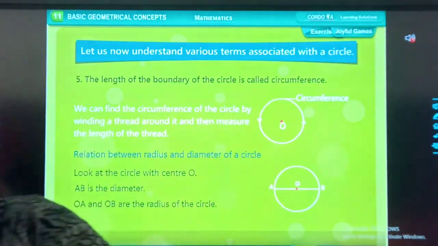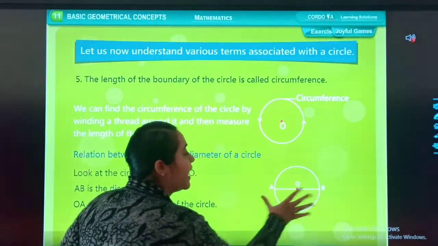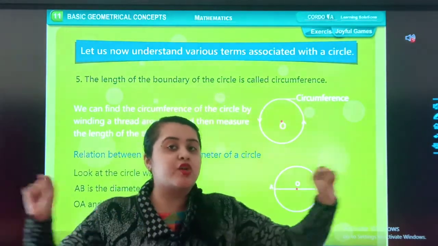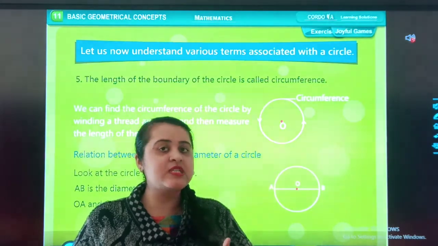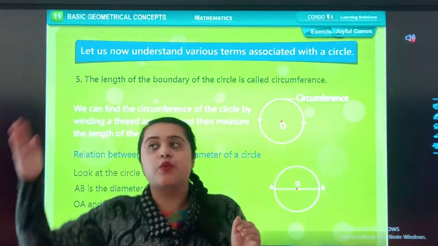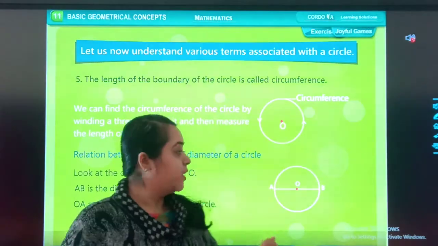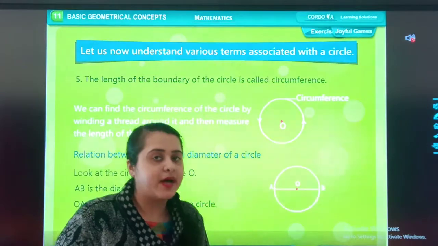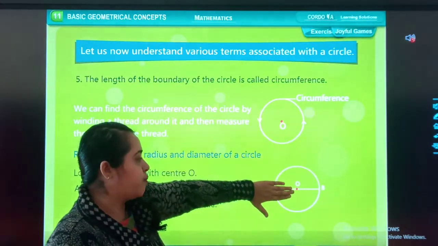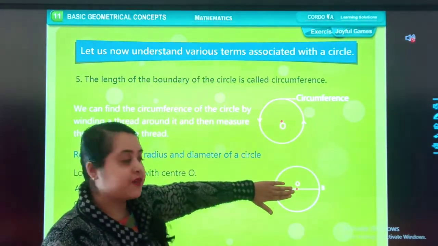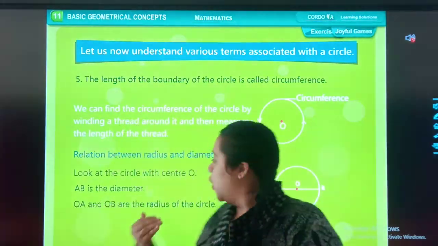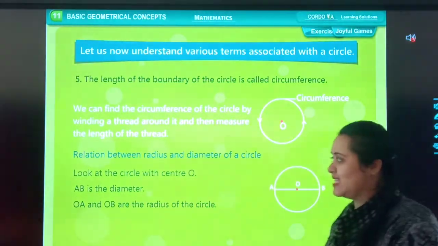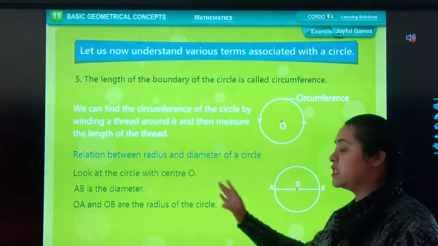So students, मेरा AB क्या है? Diameter. Diameter is a chord which passes through the center of the circle. Understood students? And the diameter touches both the ends of the circle. So उस according देखने जाए तो AB मेरा क्या हो जाएगा? Diameter. But मैं अगर ये साइड छुपा दूं तो OB क्या बन जाएगा मेरा? Radius. और अगर मैं OB छुपा दूं तो OA क्या बन जाएगा मेरा? Radius.